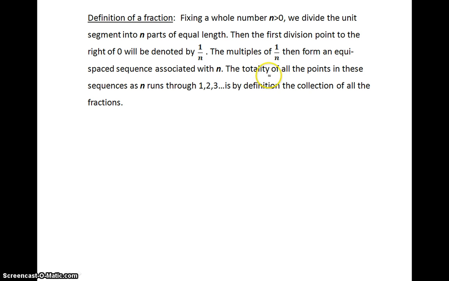The totality of all these points in the sequence as n runs through 1, 2, 3 is by definition the collection of all the fractions. So we had 1/3. Well, obviously the next one after 1/3, the second third, would be 2/3. The next third would be 3/3, and the next one would be 4/3, and so on and so forth. Okay? So this brings up some interesting things.